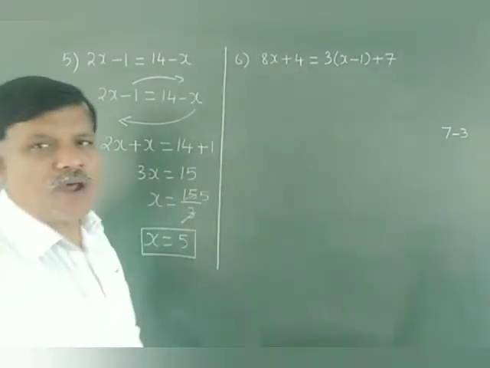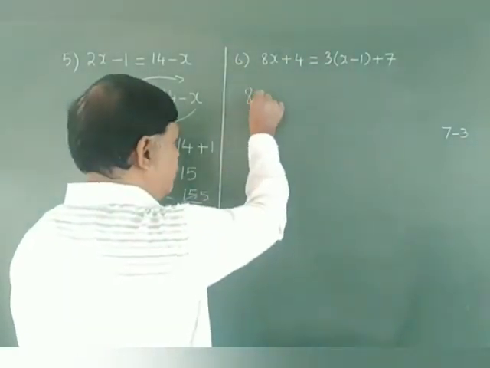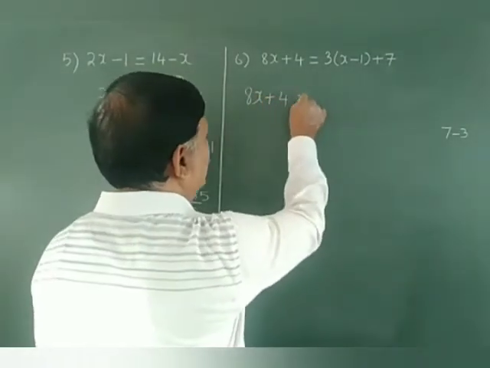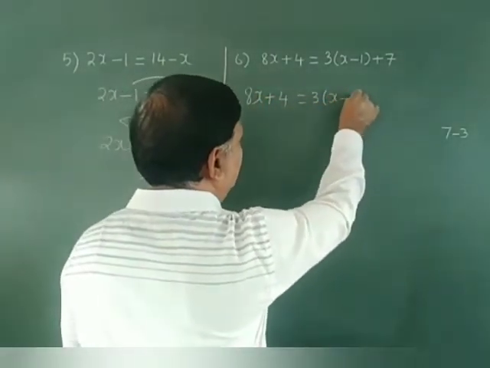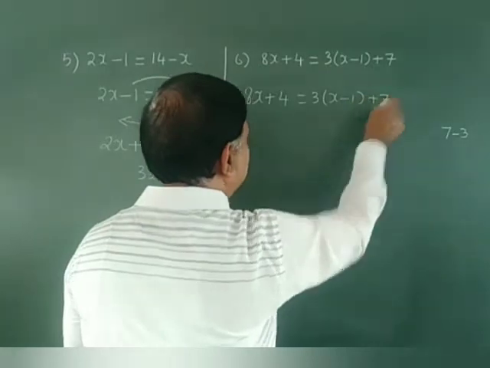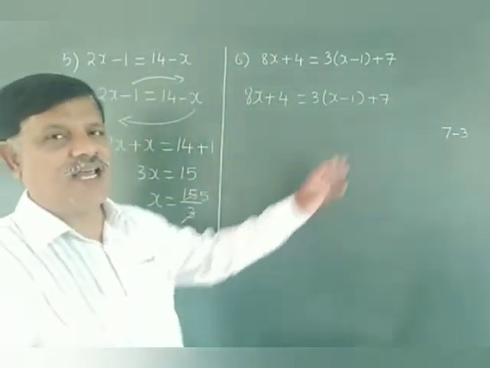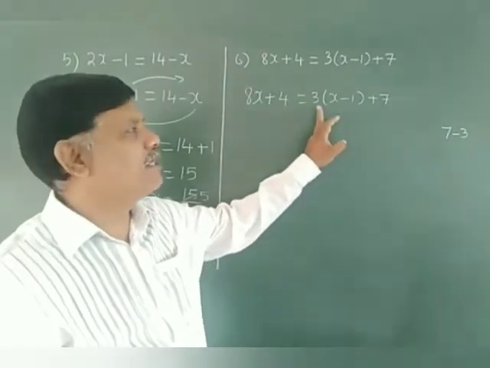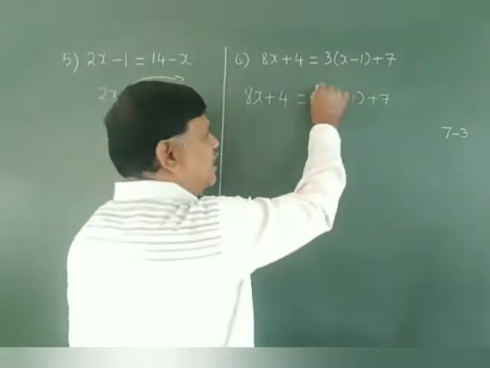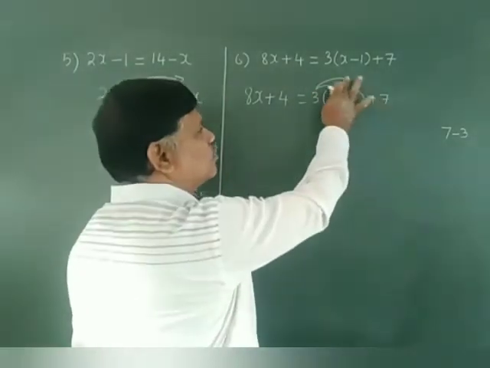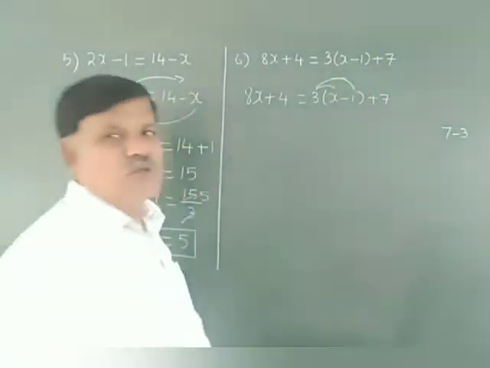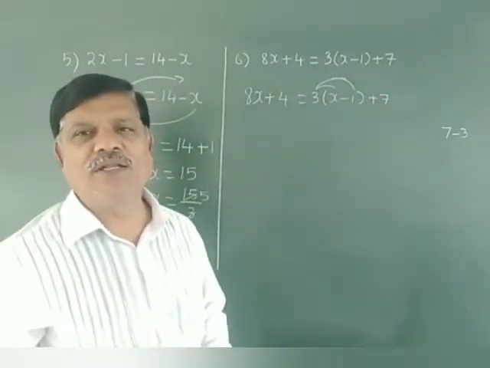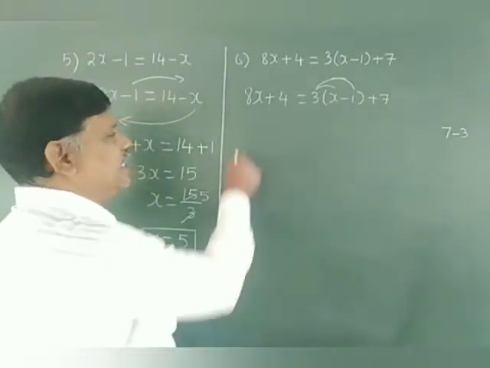Now we come to problem number 6. 8x plus 4 equals 3 into x minus 1 plus 7. Now listen here, in RHS 3 is multiplied with a binomial. So we have to multiply 3 with x and also with the minus 1. Understand? So that the bracket can be removed. Okay, now let us see.